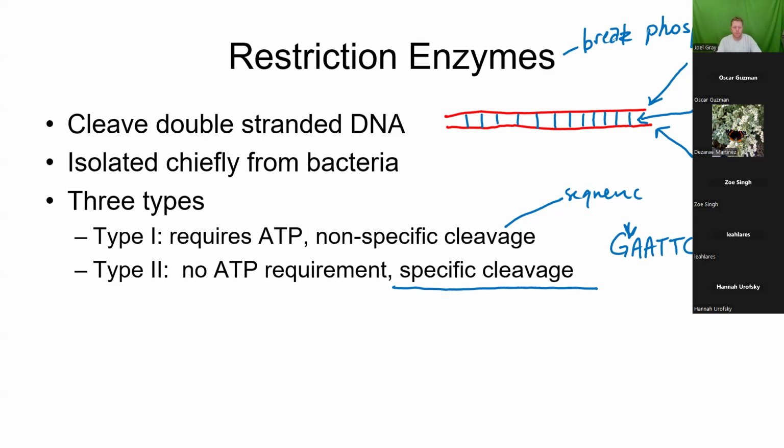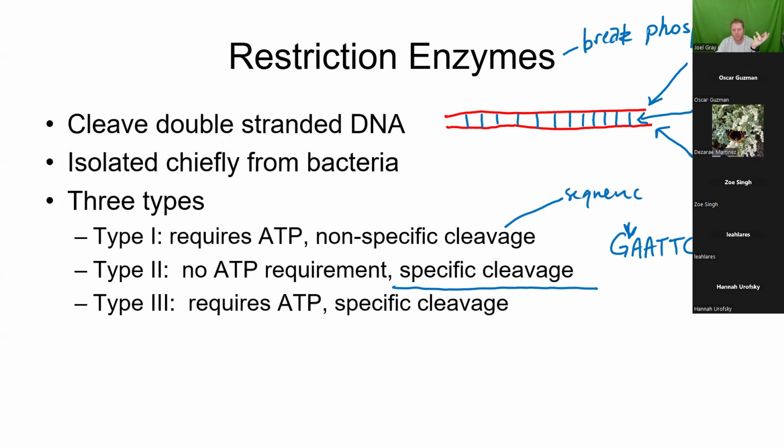Now, they don't have an ATP requirement, which brings us to type 3, which, if you think about these two variables, requirement of ATP, yes or no, and specific cleavage, yes or no, our type 3 is going to require ATP and have specific cleavage. So it's almost like type 1, type 2, and type 3, the highest expectation might be your type 3s because they require ATP and they require a specific cut site.